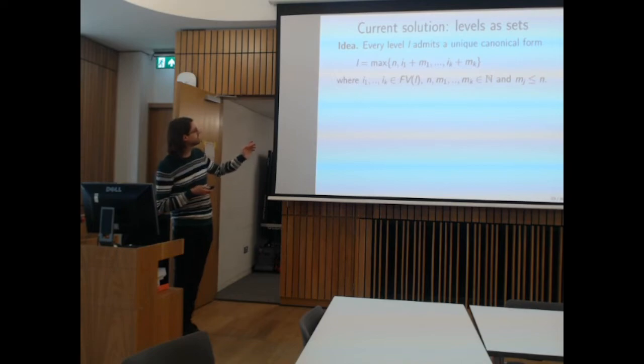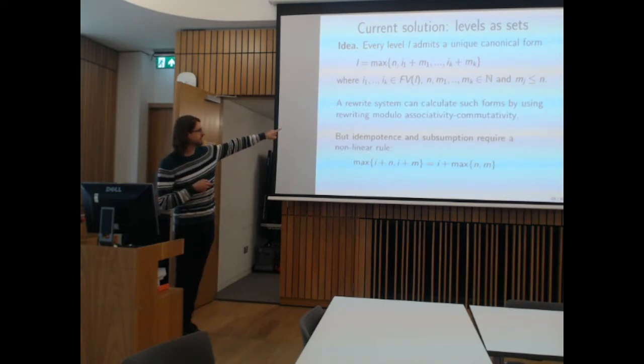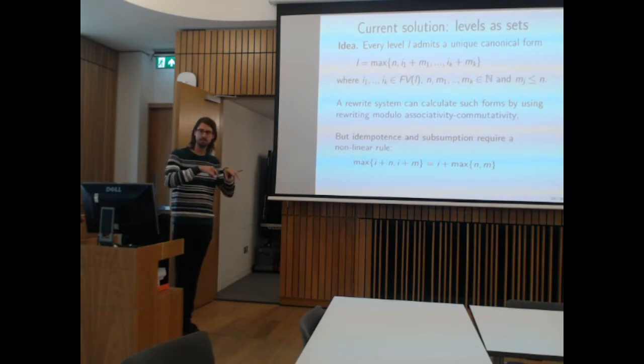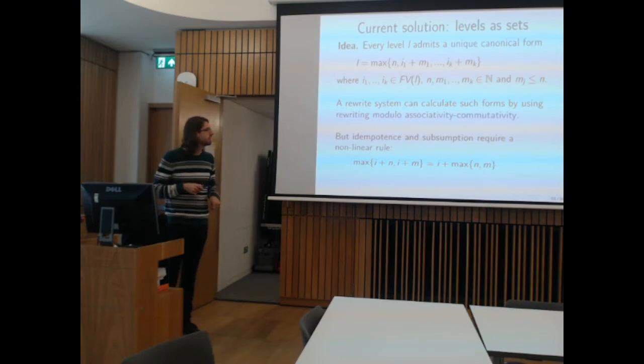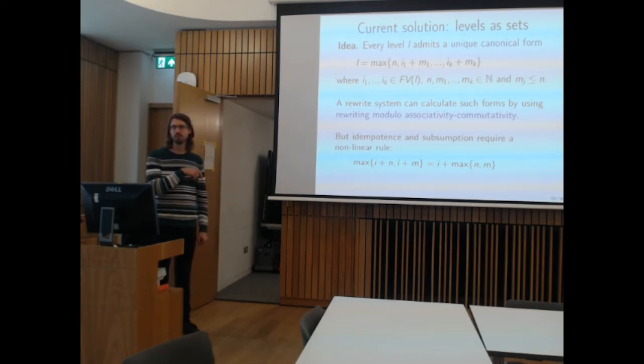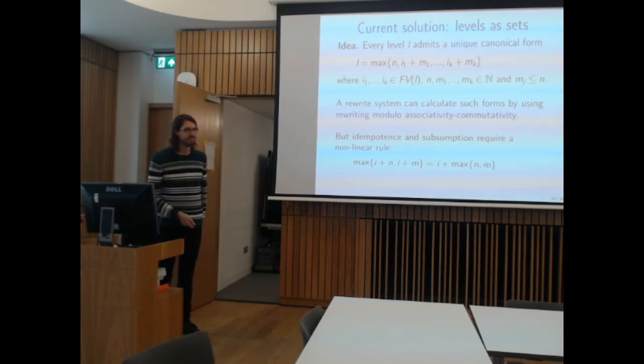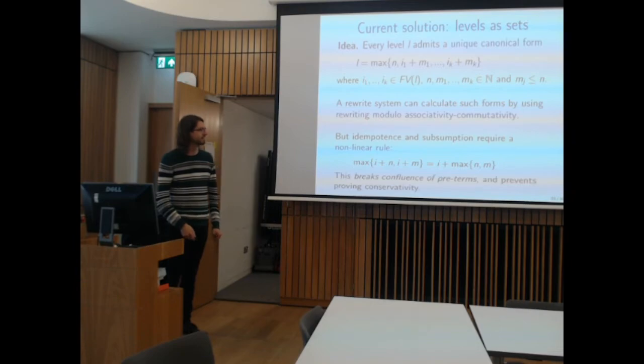So universe levels. One sentence summary: we need some rewriting modulo associativity and commutativity because of this maximum operation. For that we need a non-linear rewrite rule, and you can do that in Dedukti, but it breaks confluence, so you end up with a less usable system. Having a better way to do this natively would help.